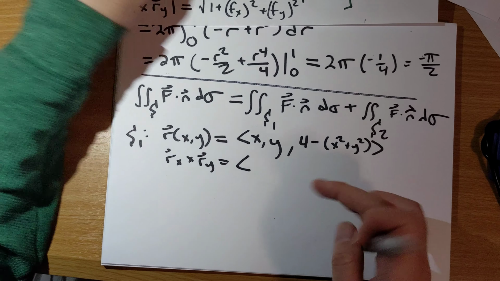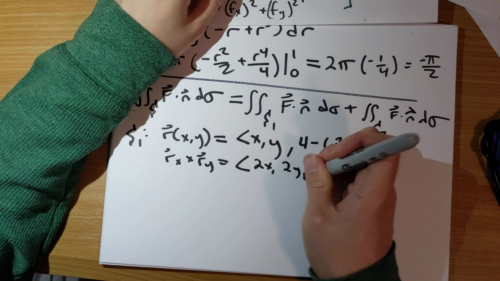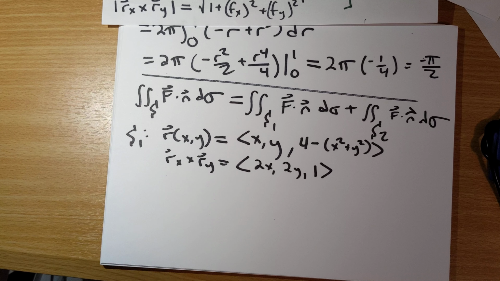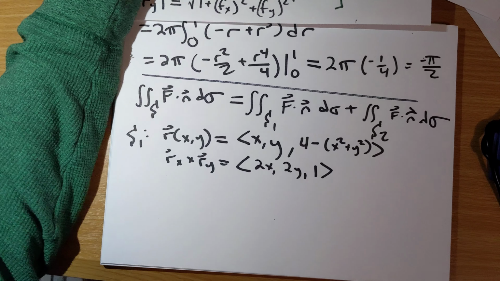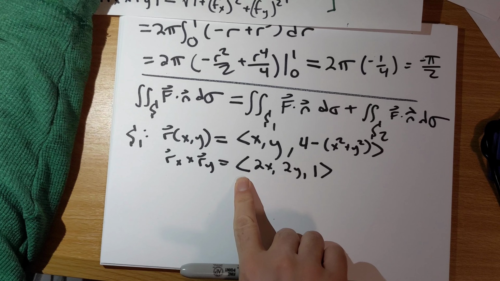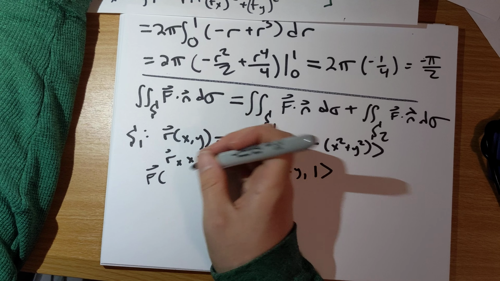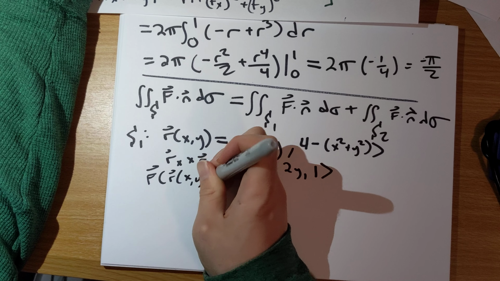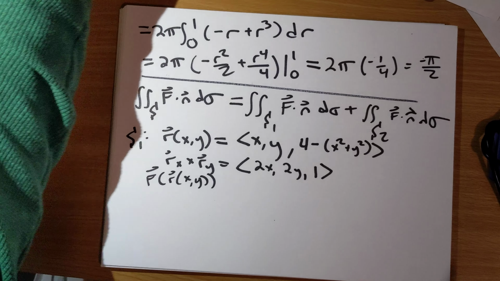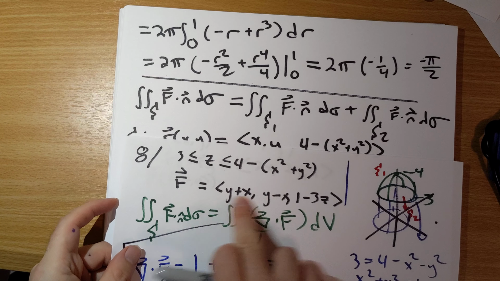It's going to be 2x, 2y, and 1. Okay, what else do we have to do here? We need f of r of xy. What was f? It's been a while since we've seen it. F is here.